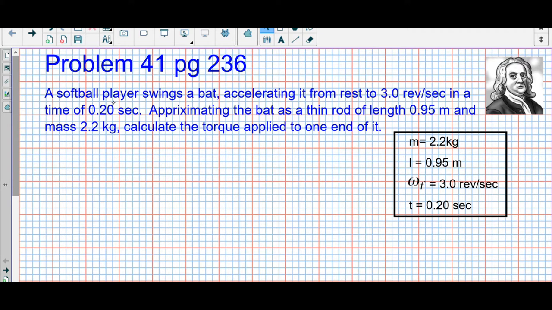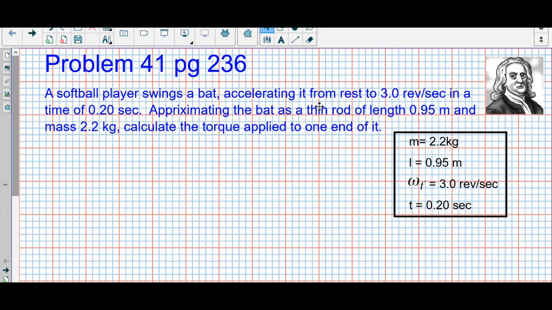Alright guys, for this problem, we had problem 41 on page 236 of the textbook. A softball player swings a bat, accelerating it from rest to 3.0 revolutions per second in a time of 0.2 seconds. Approximating the bat as a thin rod of length 0.95 meters and mass 2.2 kilograms, calculate the torque applied to one end of it.